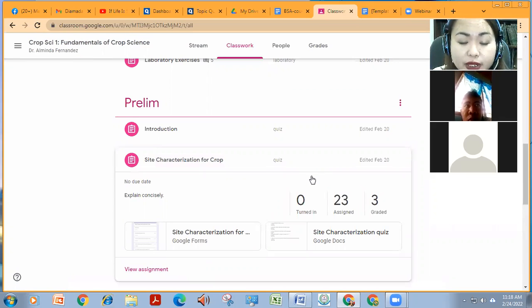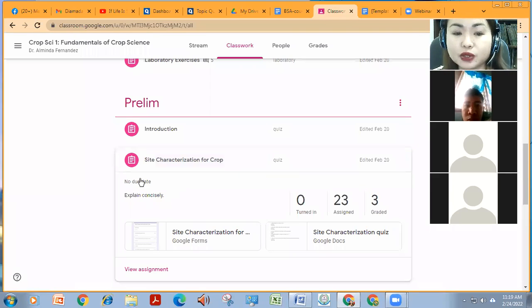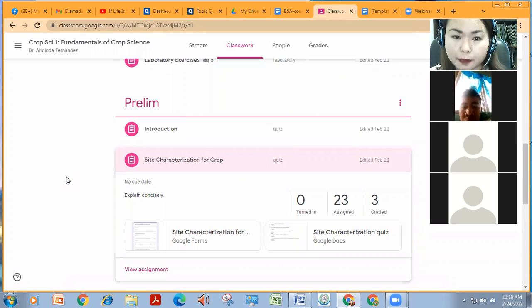And pwede mong i-download itong Google Doc or pwede rin sa Google Form. Or isulat nyo na lang and then pwede picturean. Mas maganda picturean ninyo para may evidence, kasi baka mawala yung printed or written ninyo na answer sa pag-drop ninyo. So, para double na siya, i-PM ninyo sa akin or sa ating group chat.